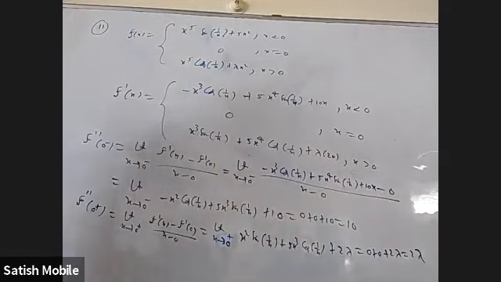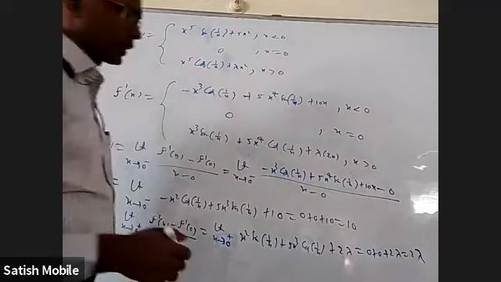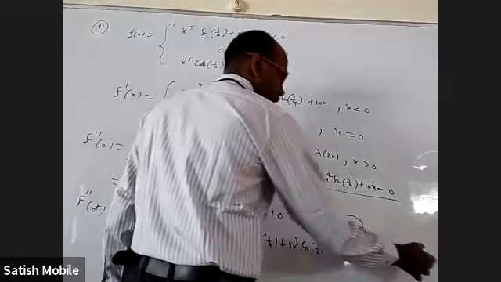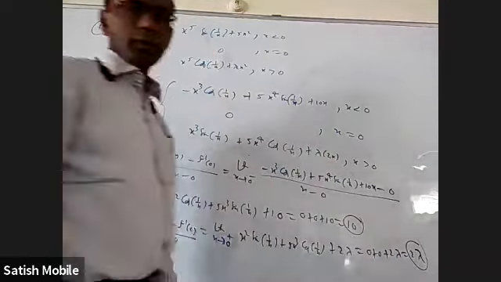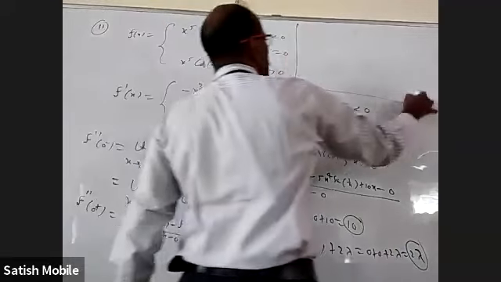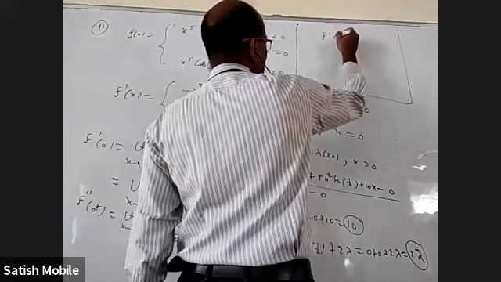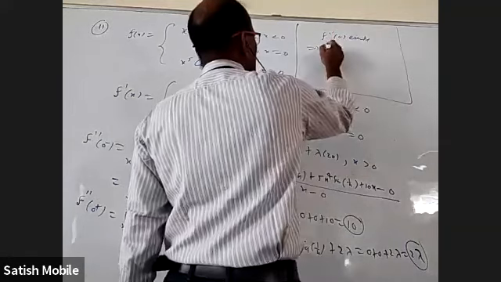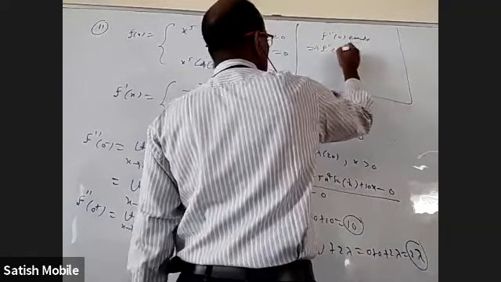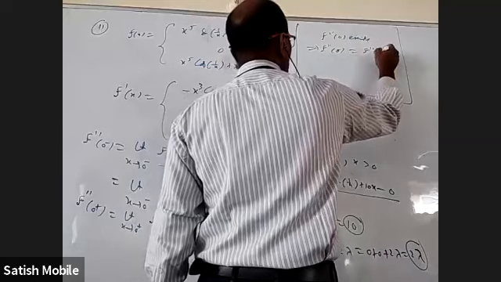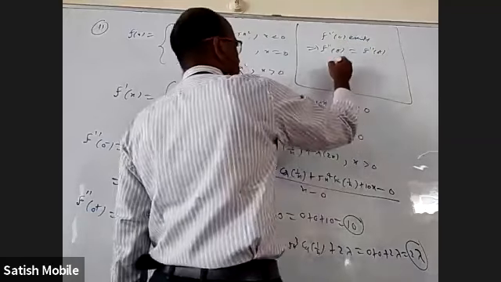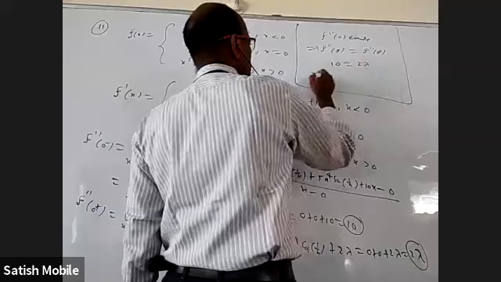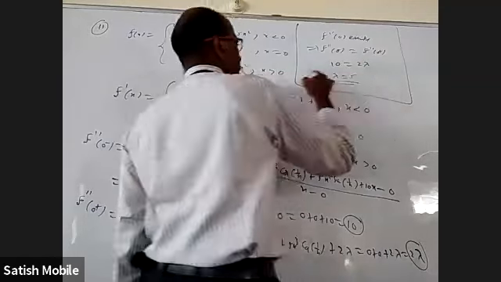For it to be differentiable now, right hand derivative and left hand derivative should be equal for the second derivative. So 10 and 2 lambda should be equal. So I'm writing here f double dash 0 exists implies f double dash 0 minus should be same as f double dash 0 plus. This is 10 and this is 2 lambda. So lambda should be 5.